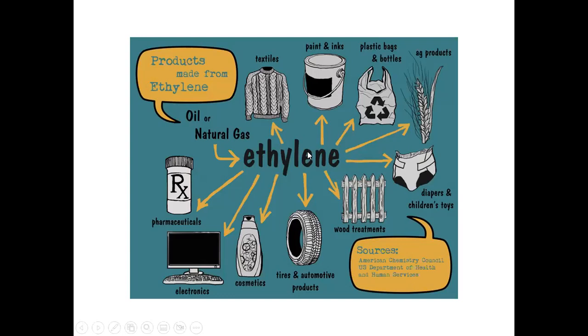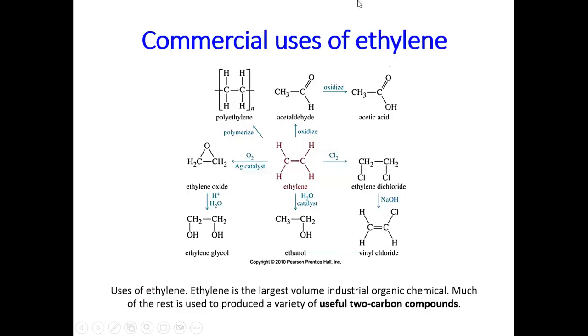Ethylene has been used to produce several products such as textiles, paint and inks, plastic bags and bottles, agricultural products, diapers and children's toys, wood treatments, tires and automotive products, cosmetics, electronics, as well as pharmaceuticals. Okay, we look at how these products are produced from ethylene.